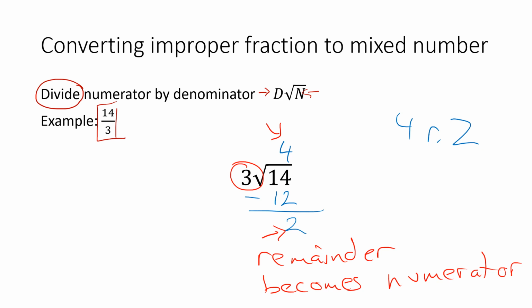So we're going to write 2 as a numerator. Well, what about a denominator? What denominator did we start with? We started with a denominator of 3. We end with a denominator of 3. And then this 4 that we have up here, the answer to our division, this is simply our whole number.